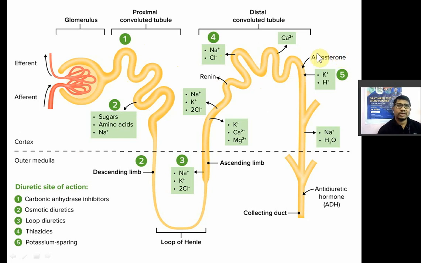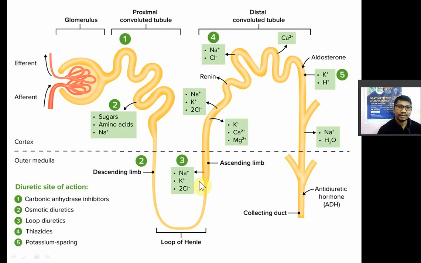So different drugs will act on these sites. Carbonic anhydrase inhibitors like acetazolamide, dorzolamide, brinzolamide, they will act on site 1, the proximal convoluted tubule. You have to remember, this question has come up. Now at the second site, that is the late end of PCT, osmotic diuretics will act, like sugars, then urea, water, then mannitol and glycerin, etc.